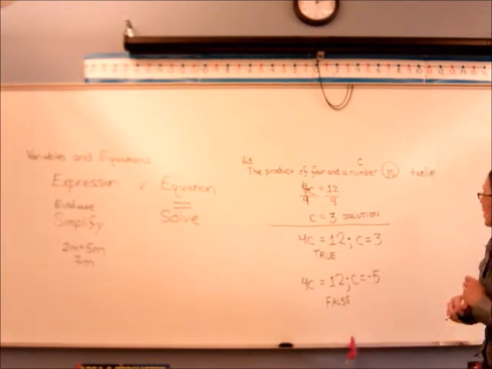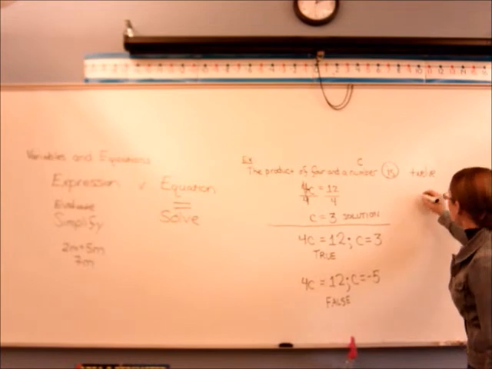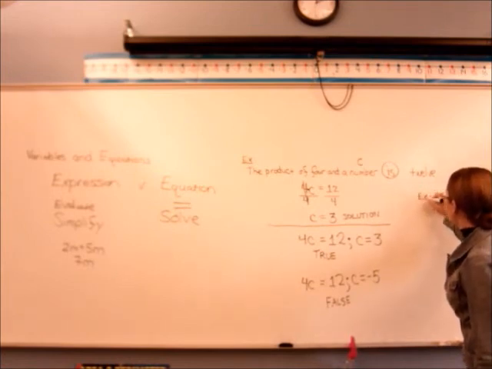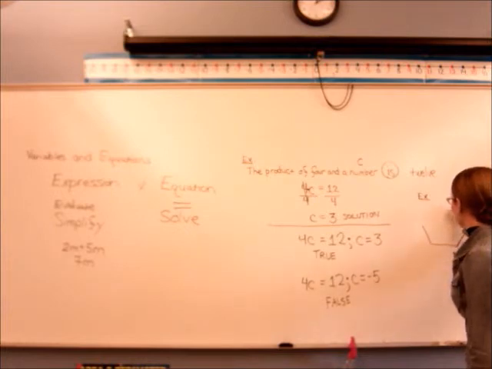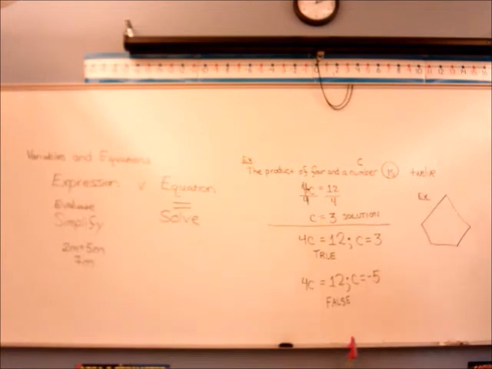Let's see here. Let me give you a new example. I'm going to draw a 5-sided figure, kind of lopsided. What is a 5-sided figure called? Pentagon. Pentagon. Very good. So I'm going to tell you that this side is 10 feet, and this side is 8, and this side looks to be about 6, and this side is 7, and this side is x.